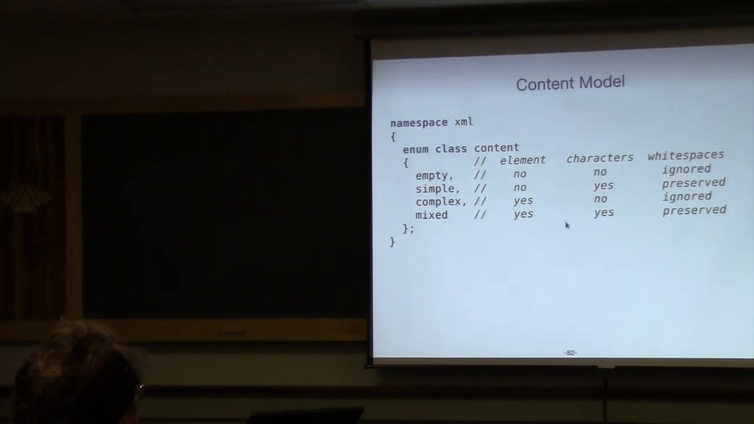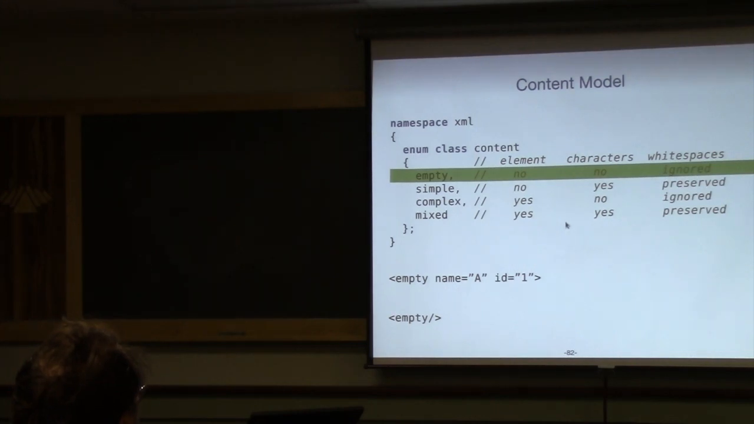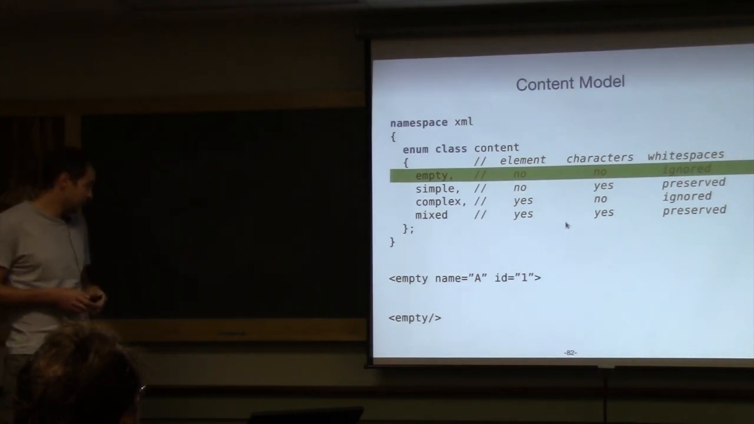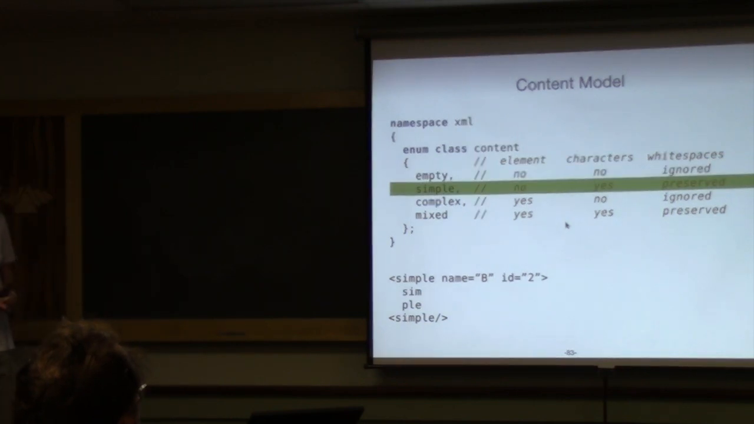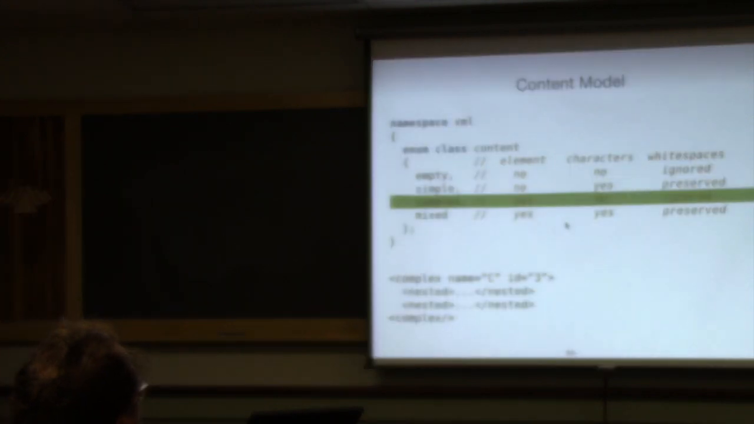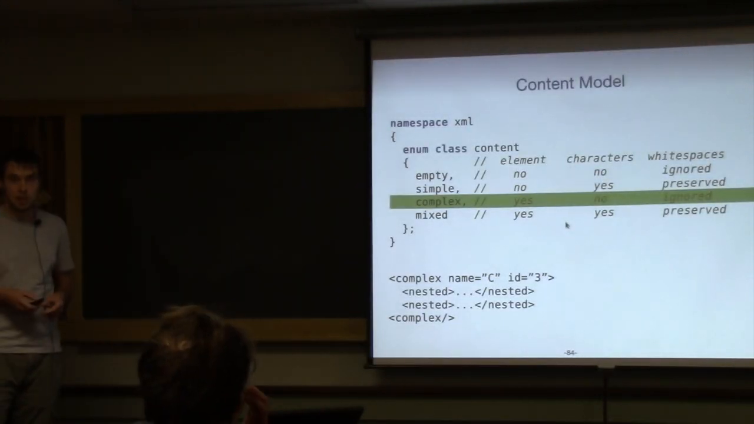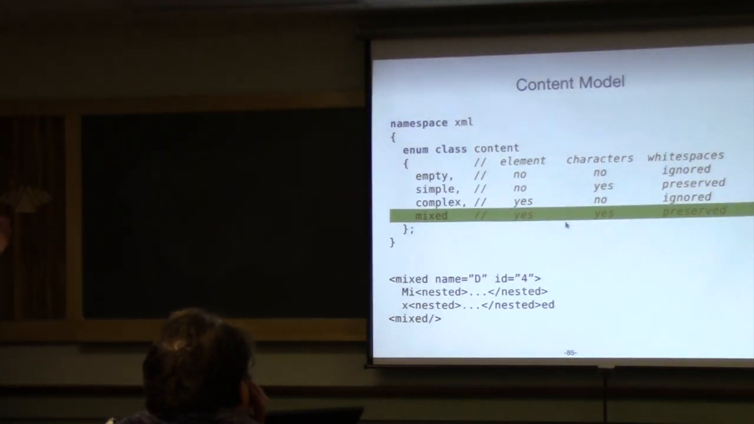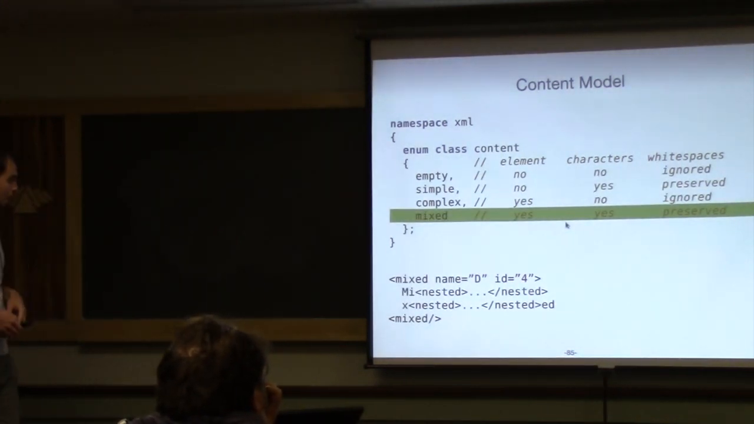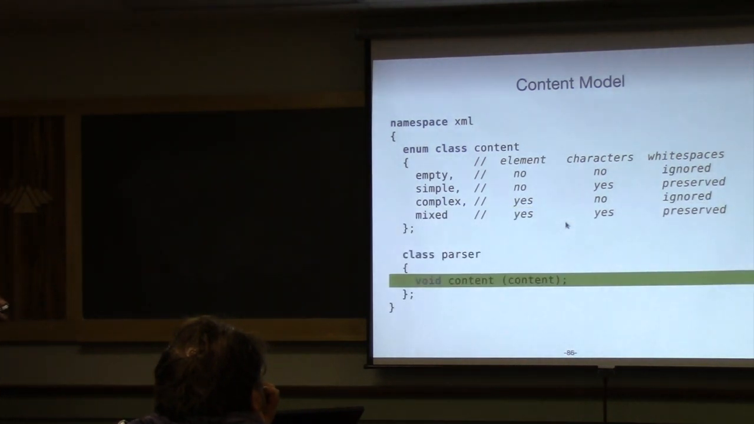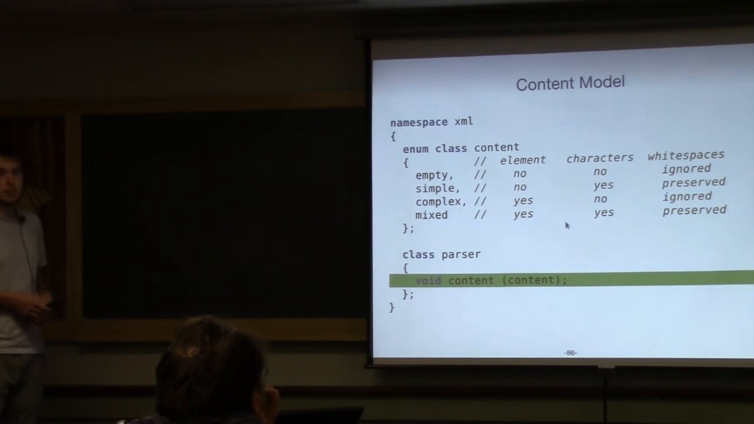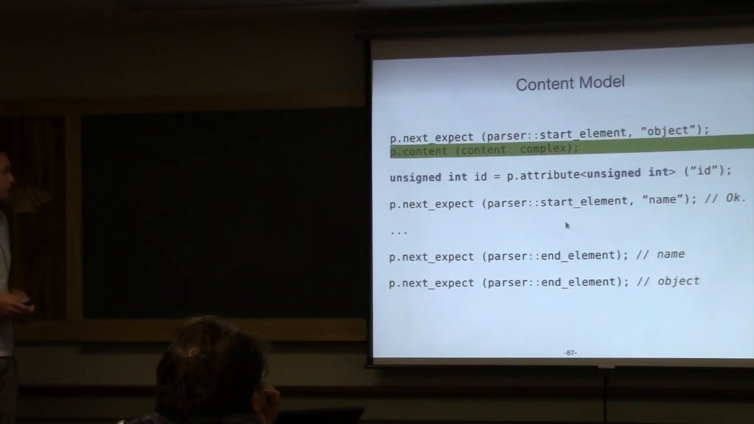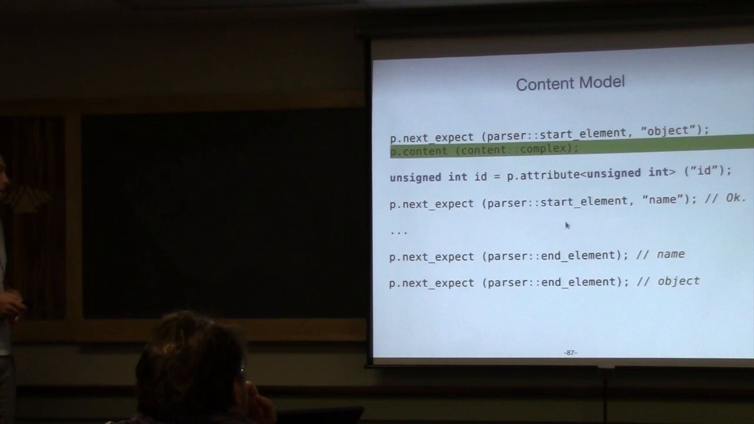So here's the table. Empty content: elements are not allowed, characters not allowed, white spaces ignored. Simple content: no nested elements, characters allowed, white spaces preserved. Complex content only allows nested elements with white spaces ignored. And mixed content allows everything in any order, everything preserved. So we can specify the content model, and the parser will start processing white spaces for us automatically. So here's what we do. And this code works as expected.